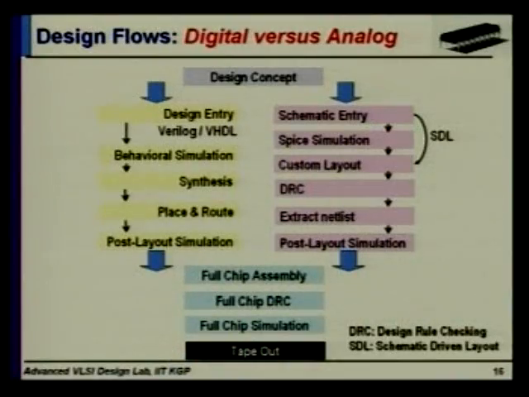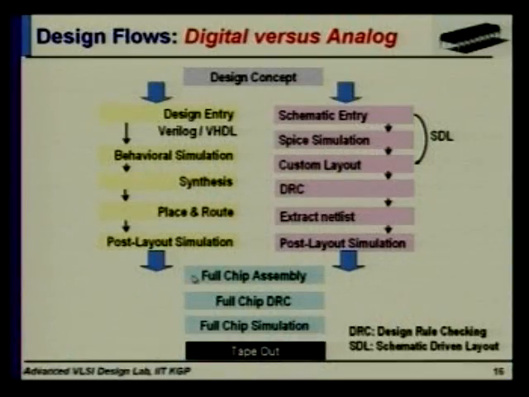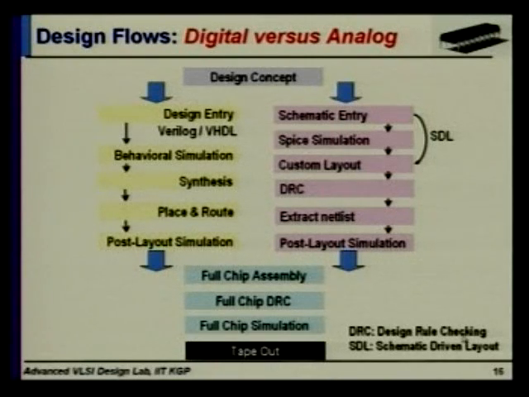And then you have the post layout simulation, which for digital designs is very expensive because of the sheer size of the design. And then you assemble these components into the full chip. You do a full chip design rule check. Design rule check means that you check whether all these transistor geometries are correct, whether the distances between the wires is correct, and things like that. Then you do a full chip simulation, again very expensive, and rarely you are able to do it adequately, and then go for tape out.